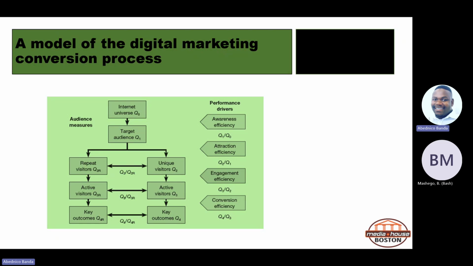However, you have to drive awareness from the universal point of the internet. Meaning there is a specific audience that you need to target in this whole population of the internet. Then that target audience will be split into two. Here I'm talking especially from a website point of view, but you can apply it to all other digital platforms like your social media or your email marketing or your mobile applications. So what happens once you attract audience in the universal internet, you now have your target audience. So target audience can be split into two based on how you attract them. That's why there's attraction efficiency on your right there. So you have got either a repeat visitor or a unique visitor.